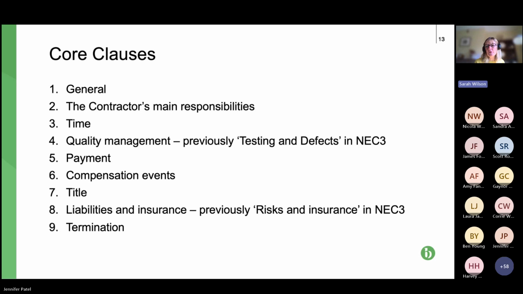Okay, so these are those core clauses. Those first clauses in the contract apply to every contract, subject to the Z clause amendments. If you look down there, clauses 1 to 9 are probably all clauses that you would expect to see in a construction contract. And hopefully you will agree that they are the core or the key clauses.